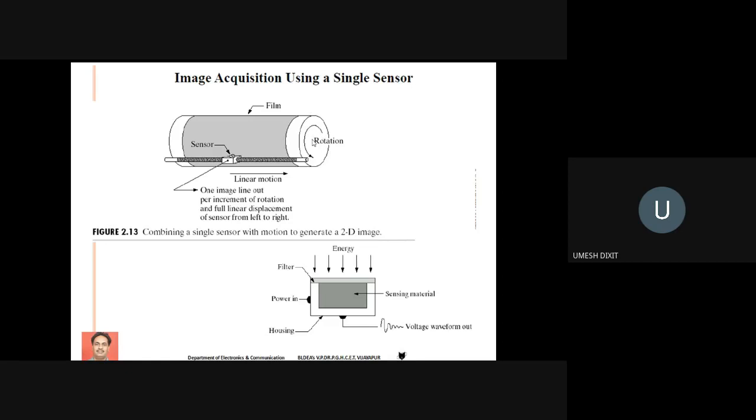The rotation of this drum provides movement of the sensor in one direction, and the horizontal movement of this sensor on this strip provides movement in the other direction. On this strip it will move horizontally, but when you rotate the drum, this sensor will move vertically. The example is, I think you might have observed the typewriting machine, right?